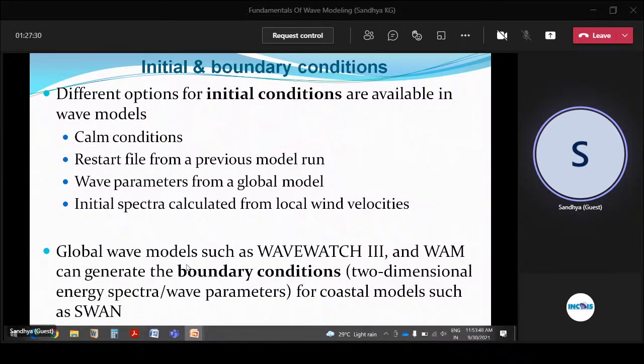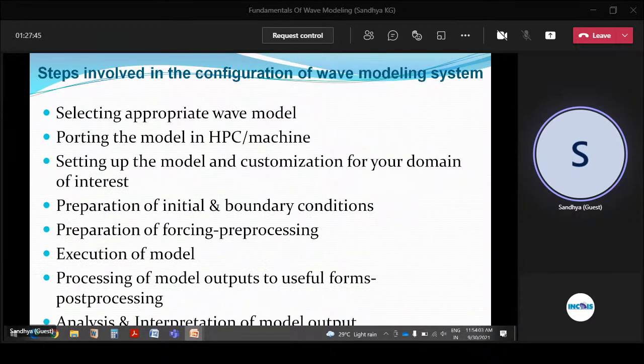Now coming to the boundary conditions, the global wave models such as WaveWatch 3 and WAM can generate the boundary conditions, normally two-dimensional wave energy spectra. Boundary conditions will basically be two-dimensional energy spectra or the wave parameters for coastal models such as SWAN.